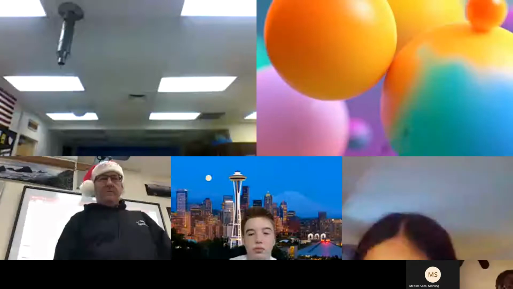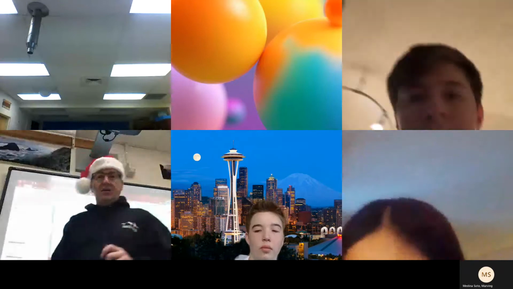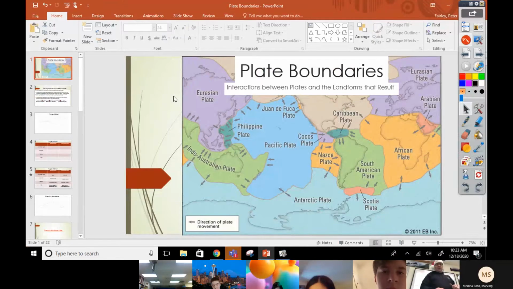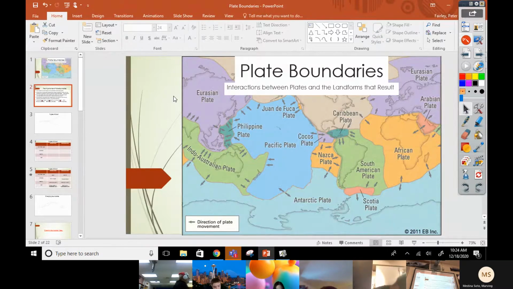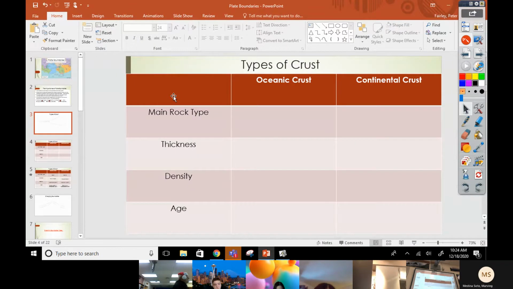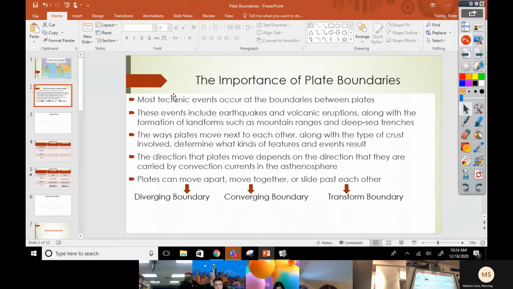Right. So this is our last class of the year, and we started looking at the different kinds of plate boundaries last class. So just a quick review. We have this nice map showing the major plates. And we talked about the three types of boundaries down here at the bottom of this slide: diverging, converging, transform. Think to yourself, what do those mean?